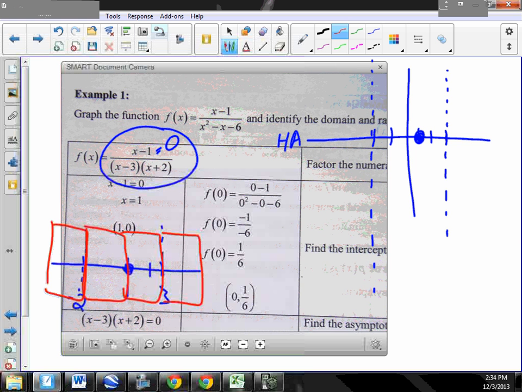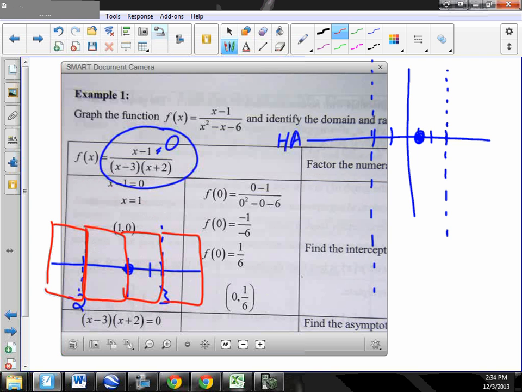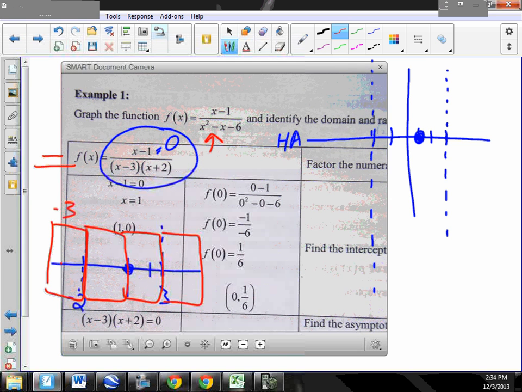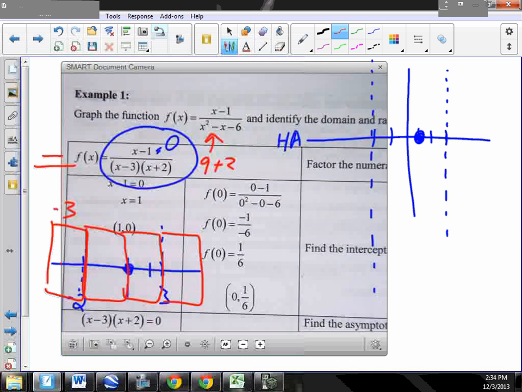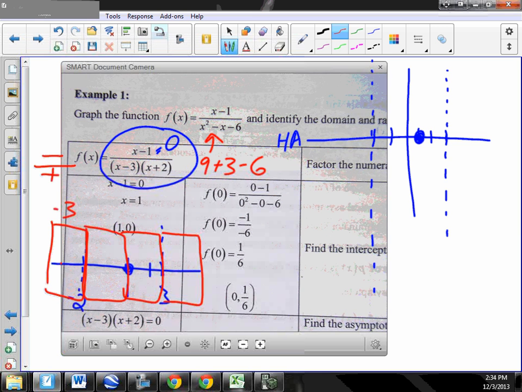So let's start on the left. We need to be left of -2, so let's pick -3. So I'm going to plug in -3. -3 minus 1 is negative, divided by, let's plug it in here, 9 plus 3 minus 6 is positive. What is negative over positive? Negative, so I'm going to put a negative down here.